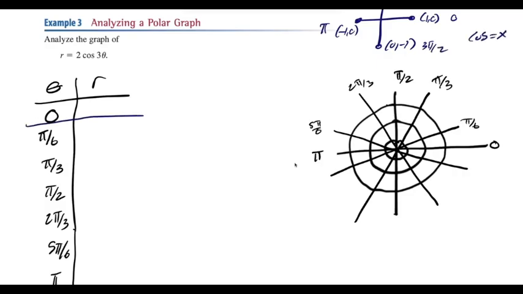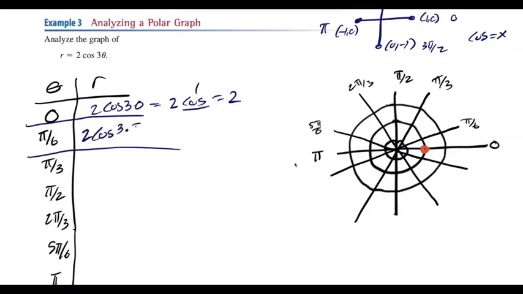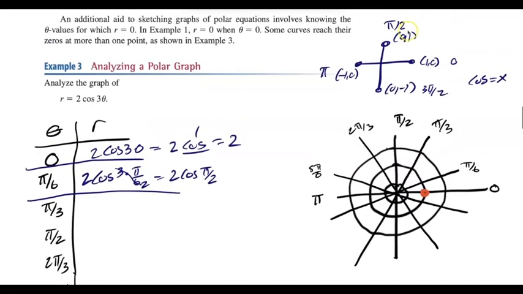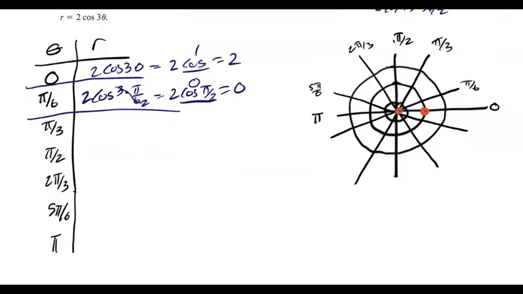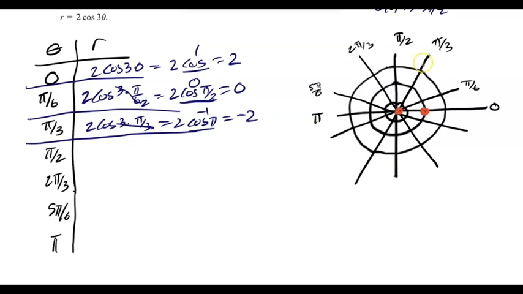At 0, we're going to get 2 cosine of 3 times 0, which is just equal to 2 cosine of 0, which is 1. At 0, we're going to be at 2, right there. Okay, next one, pi over 6. 2 times cosine of 3 times pi over 6. Those cancel out and reduce, and you get 2 times cosine of pi over 2, which is 0. You just get 0. Next one. 2 times cosine of 3 times pi over 3. Those reduce, and you get 2 times cosine of pi, which is negative 1, so negative 2. So we have pi over 3, we're going to go negative 2 on this line here. So right now, my graph's kind of going like this.